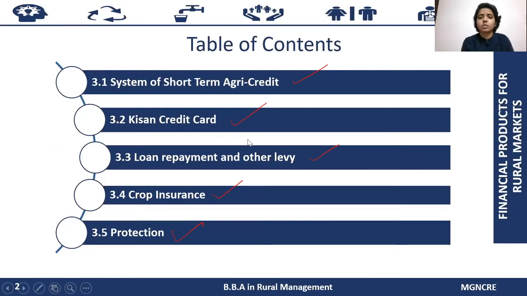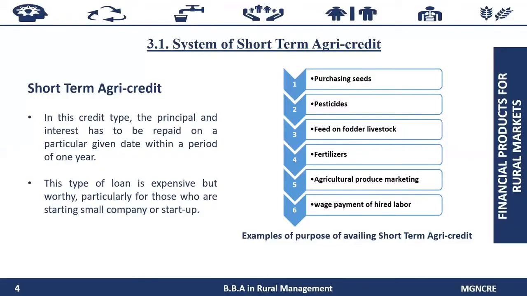So let's start with our first topic, that is short-term agri credit. In short-term agri credit, the principal and interest has to be repaid on a particular given date within a period of 1 year. One year or less is considered short-term credit, and this type of loan is expensive but worthy, particularly for those who are starting with startups or small-scale companies.